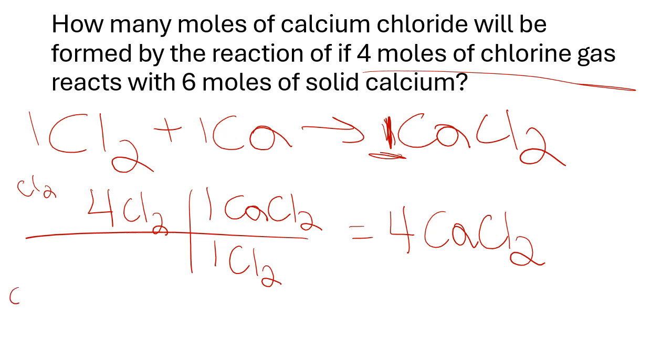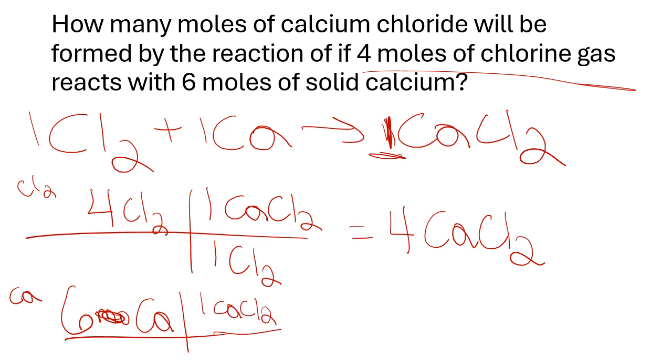And calcium, we're going to just take what we're given. So if we have 6 moles of calcium, 1 CaCl2 over 1 Ca, we can form 6 moles of CaCl2.